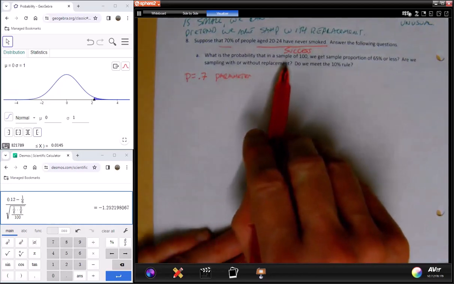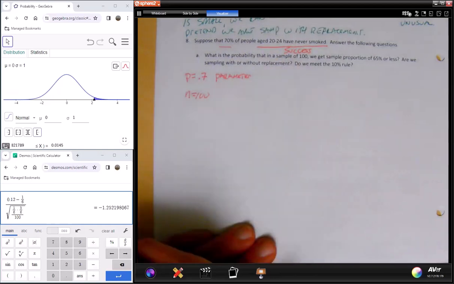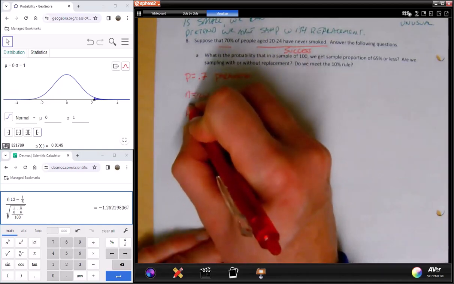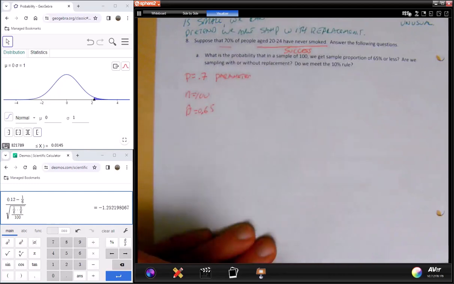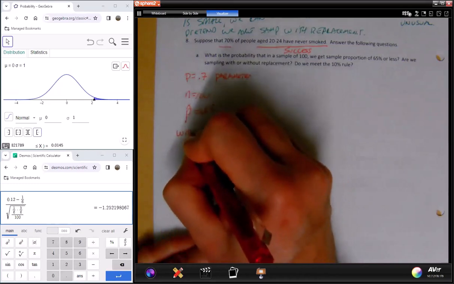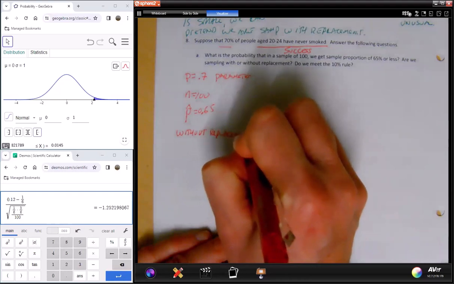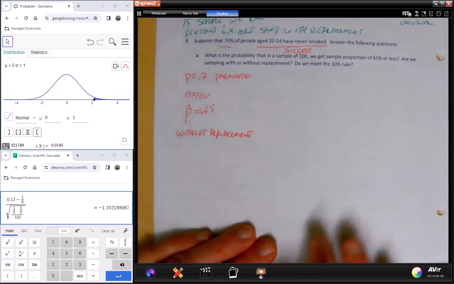What is the probability that in a sample of 100, so now we're sampling 100 from this population, we get a sample proportion of 65% or less, so our proportion is 0.65. Sample proportion. Are we sampling with or without replacement? Without replacement. I'm just assuming that we're going to do what normally is done, which is sample without replacement. We're not going to select the second person twice.